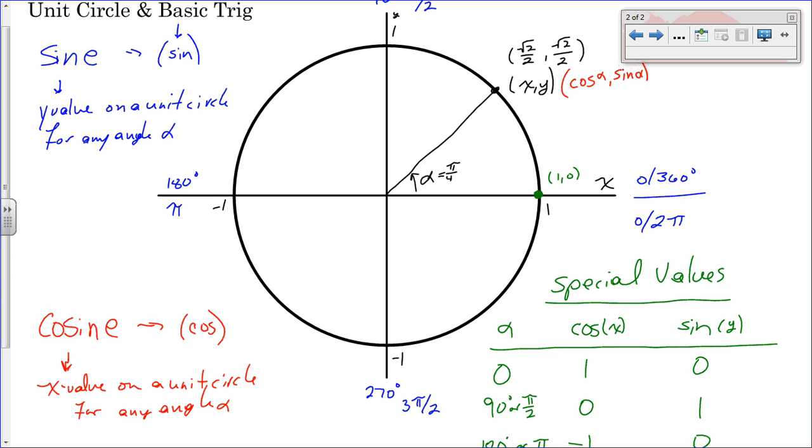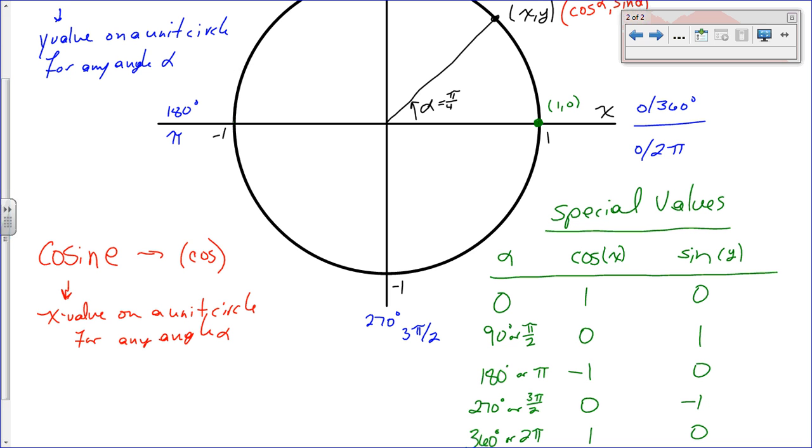Now for 90, I did the same thing. For x, you don't go anywhere, so that's 0, meaning the cosine of 90 is 0, and then you go up 1. So this is 0, 1. Your cosine of 90 is 0, and your sine of 90 is 1. I did the same thing for 180. You go back 1, so it's negative, and then you don't go anywhere, so it's negative 1, 0. For 270, you don't go anywhere, and then you go down, so it's 0, negative 1. Then, of course, 360 holds the same value as 0 does.